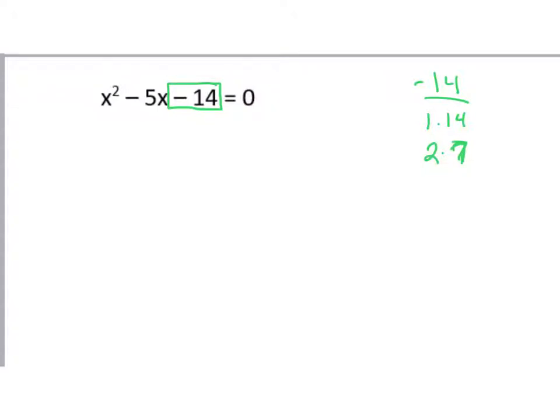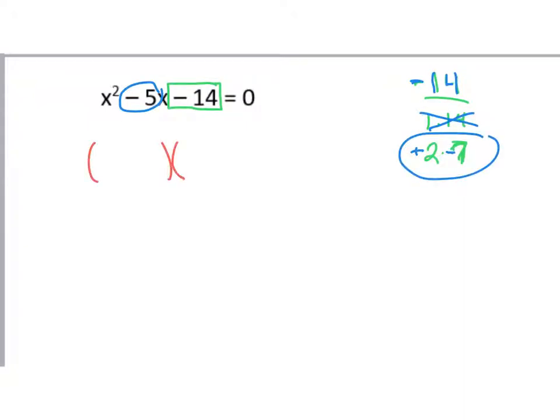Then I'm going to look at my middle term, and I want to make a negative 5. Since it's a negative 14, I know one of these is going to be positive and one is going to be negative. Now, with 1 and 14, there's no way I'm going to get a 5, but with 2 and 7, I can. So I need to decide which one's positive and which one's negative. If I want a negative answer, that means my bigger number has to be negative and my smaller number will be positive.